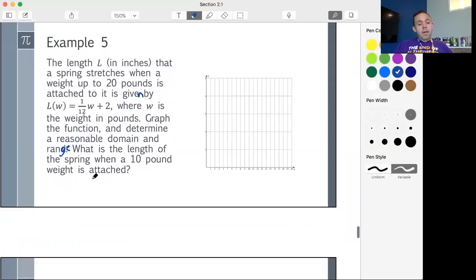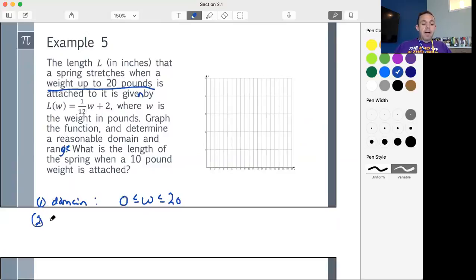Okay, so what I like to do first is identify my domain, which are my possible x values. Since this is in real life, my domain is my W's. What values can my W's go between? This spring can only hold weights up to 20 pounds. That's my maximum. Now let's think about a weight. Can weights be negative? No. The smallest weight I can put on is nothing, which is going to be 0.